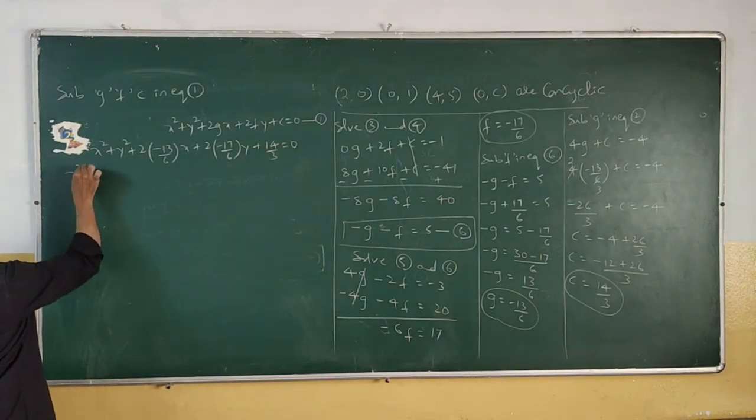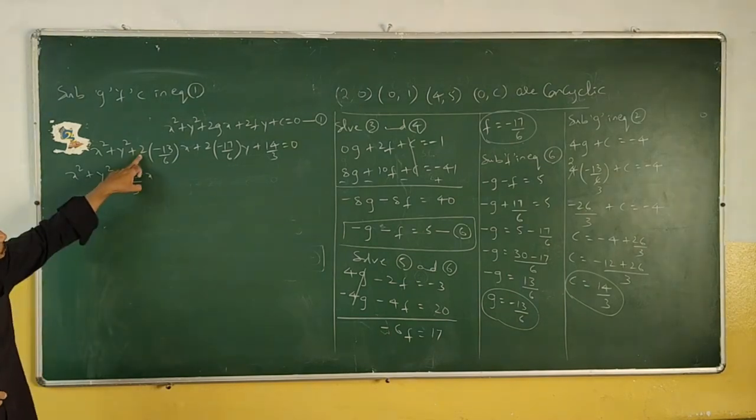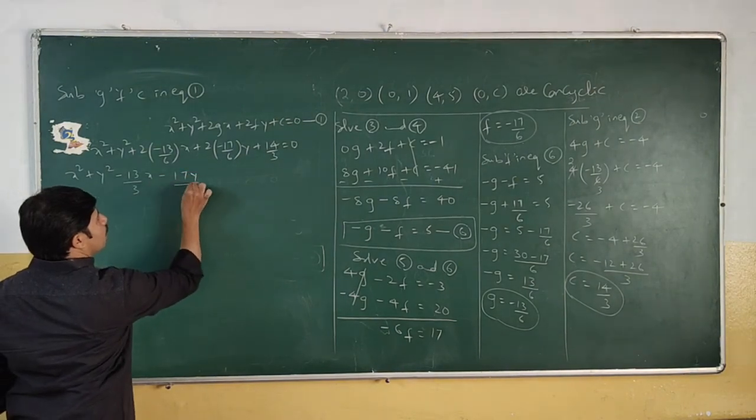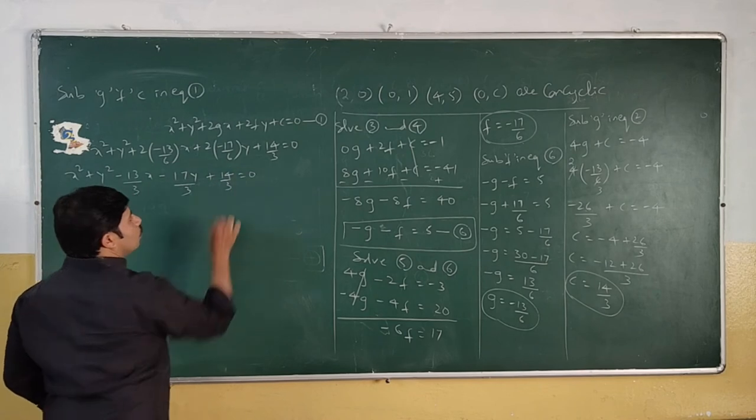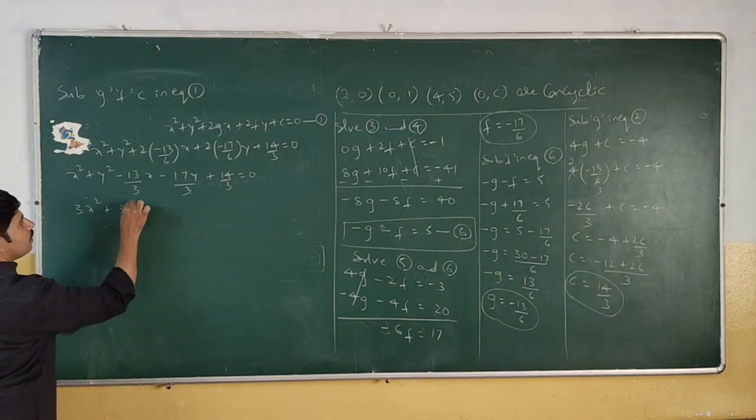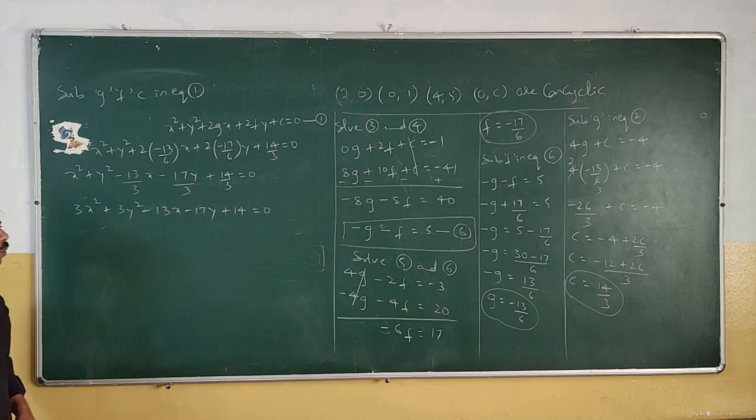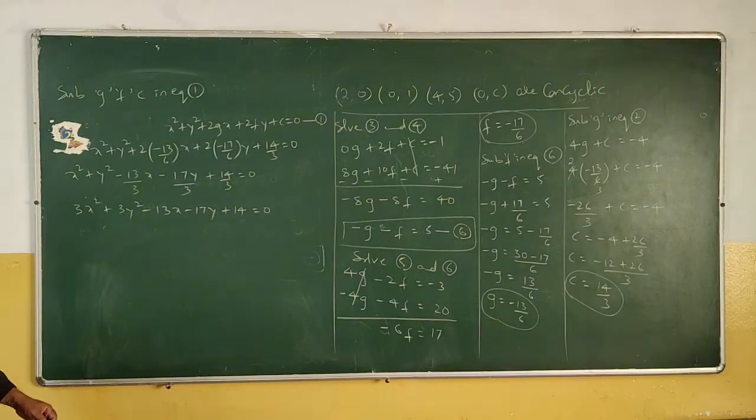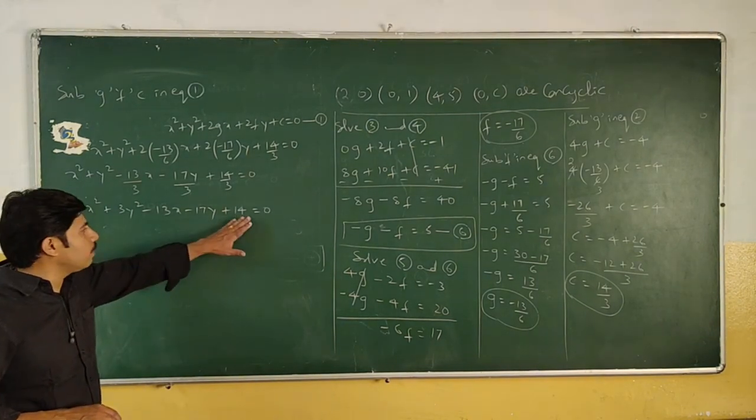So now x squared plus y squared minus 13 by 3x. 2 1s are 2 3s are cancel. So I get minus 17 by 3y, then plus 14 by 3 is equal to 0. Now I simplify this. I take LCM again. Since we are writing 0 on the RHS, that LCM part by 3, no need to write. So what is the equation of circle we got? 3x squared plus 3y squared minus 13x minus 17y plus 14 is equal to 0.